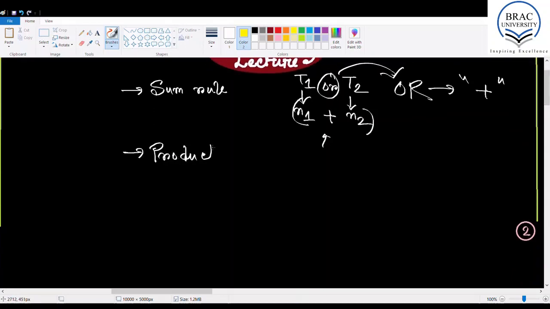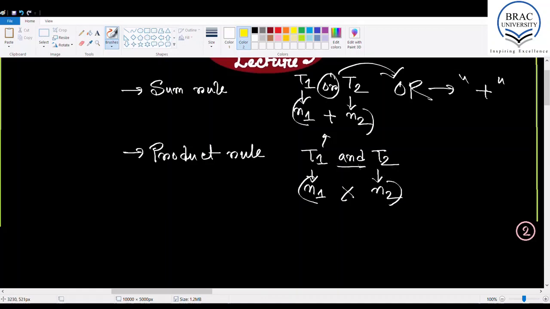We studied product rule, and product rule says that if a procedure has to be accomplished performing both of the tasks T1 and T2, where there are n1 ways to perform T1 and n2 ways to perform T2, then the whole procedure can be done in total n1 into n2 ways. Here T1 and T2 are related with each other by AND, right? And AND refers to multiplication, as we can remember. So this is why we multiplied here.